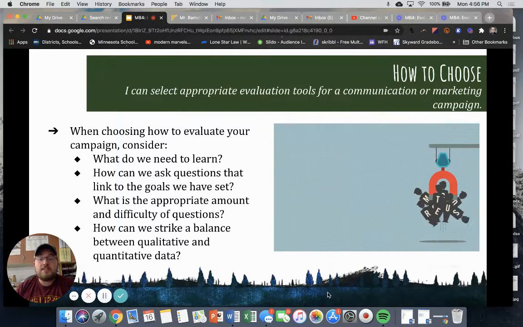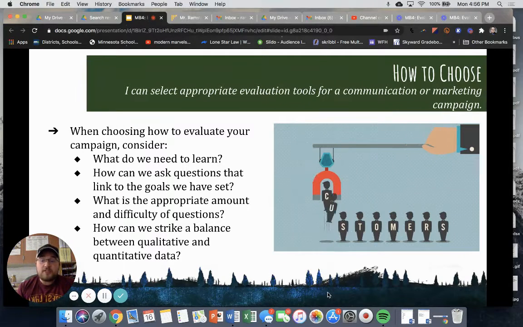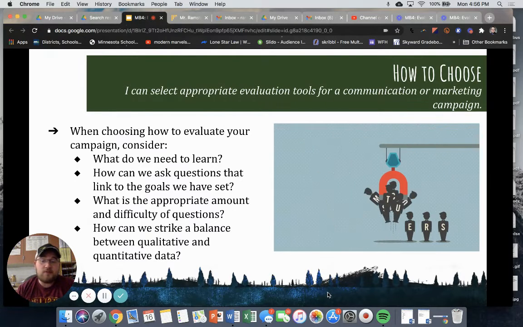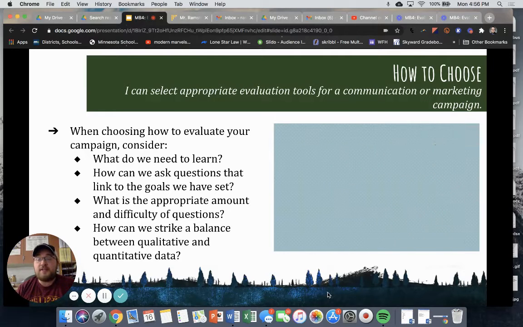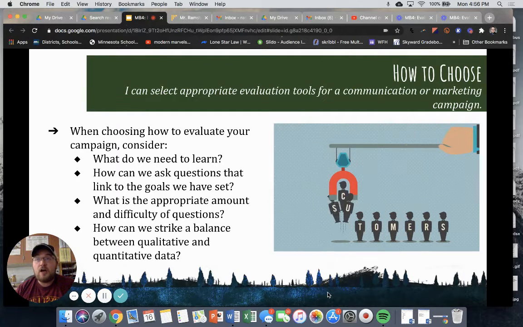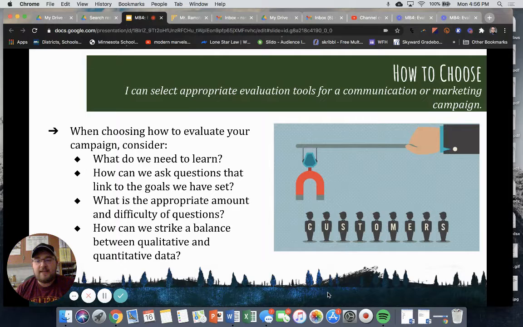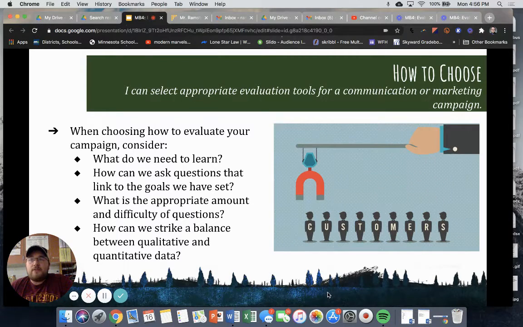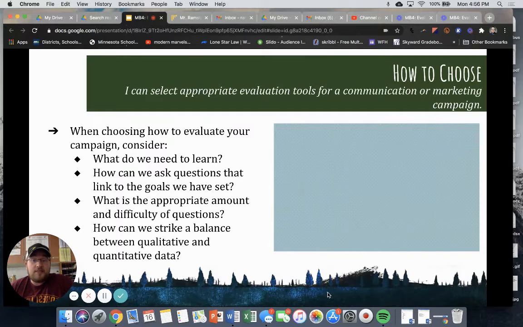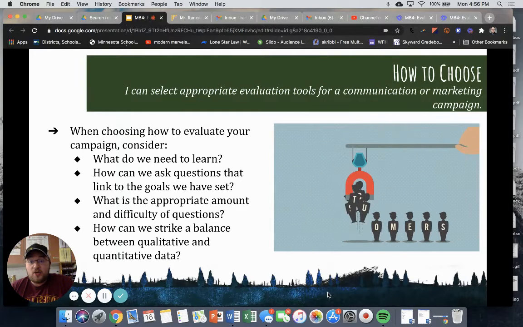What is an appropriate amount and difficulty of questions? Obviously, if you send out a survey that's like 60 questions at the end of a marketing campaign, people are not going to want to take the time to fill it out. I even struggle to fill out the surveys where you get a free cookie at Subway at the end of checkout. If they give you a code and you can go online and get a free cookie next time you come in, I struggle to fill that out, even though I know I get a free cookie out of the deal, because sometimes they are just kind of long and annoying.